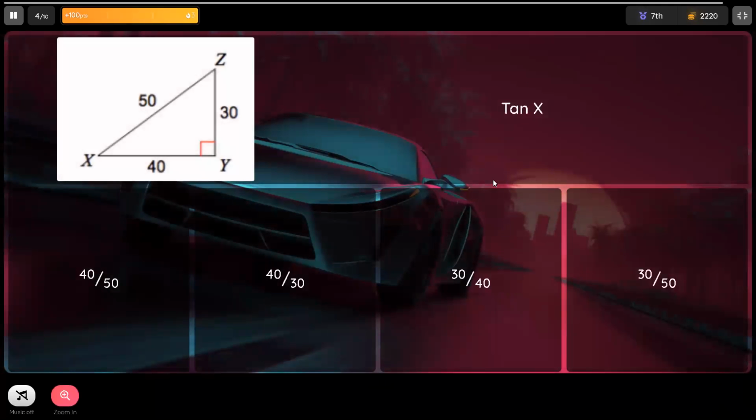Number 4, tan of x. Here, it's opposite over adjacent. So it's 30 over 40.